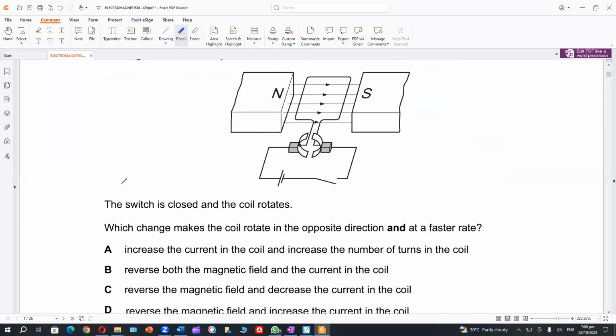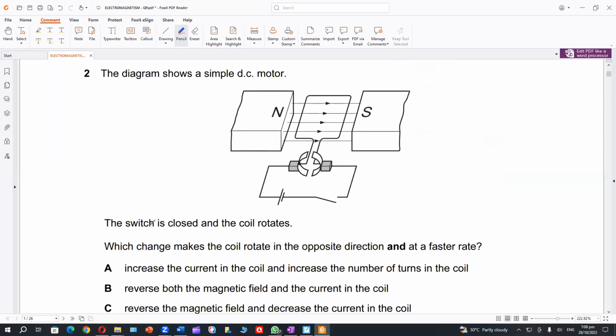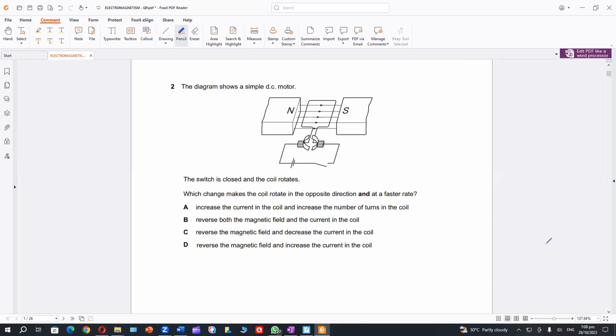Now, you can answer me on chat or on mic, but you have to answer so that we have a discussion. The diagram shows a simple DC motor. The switch is closed and the coil rotates. Which change makes the coil rotate in the opposite direction? He wants to reverse the direction.